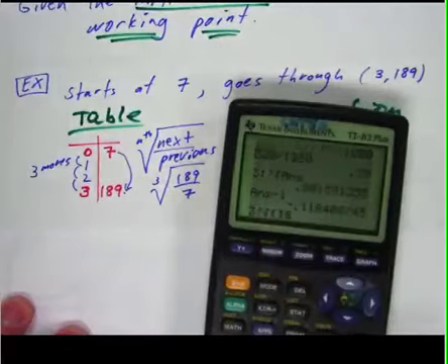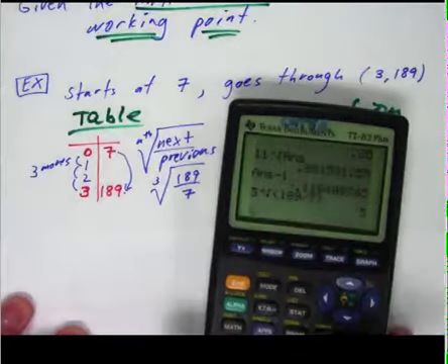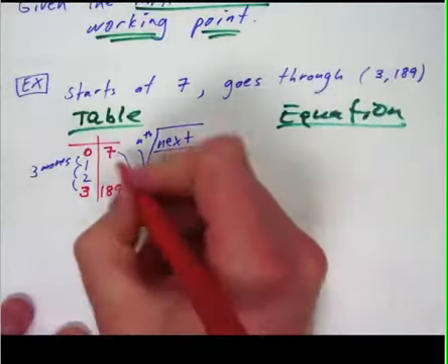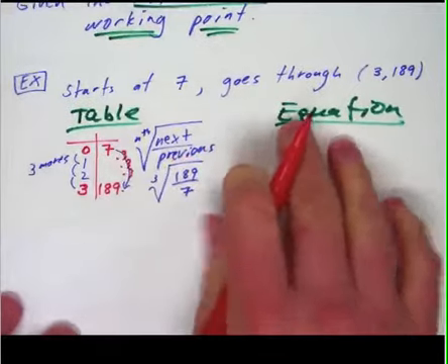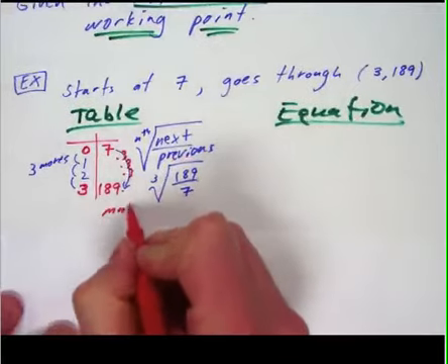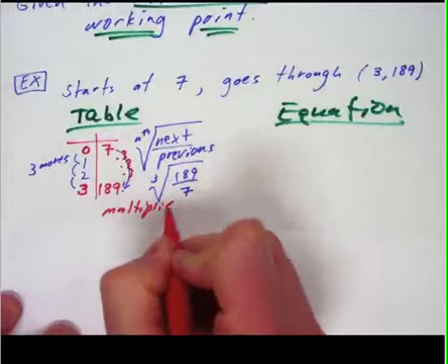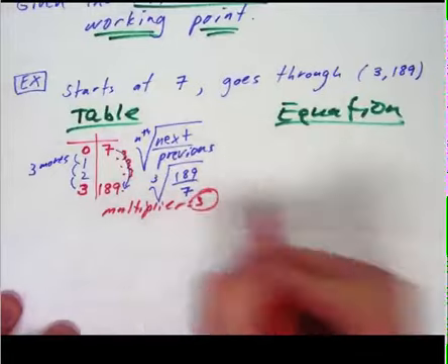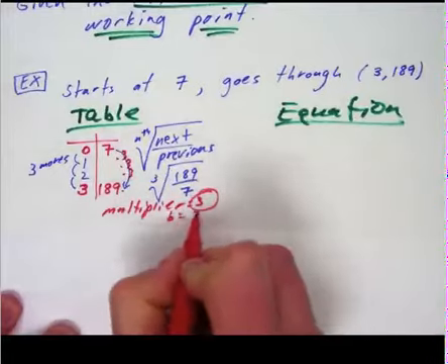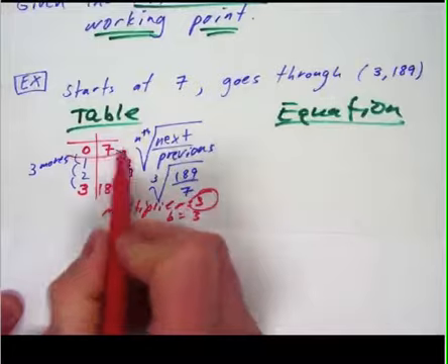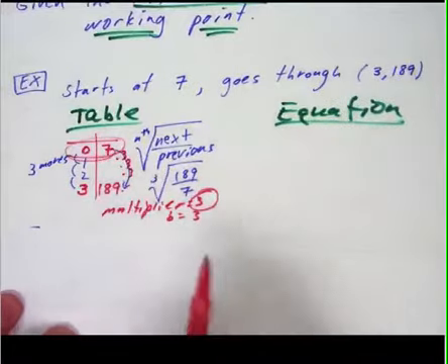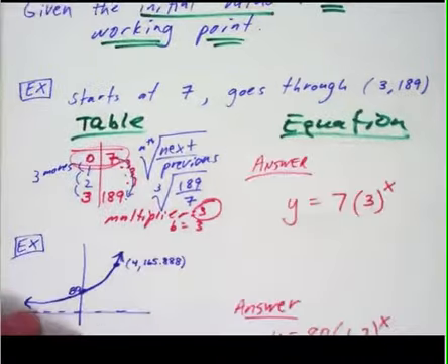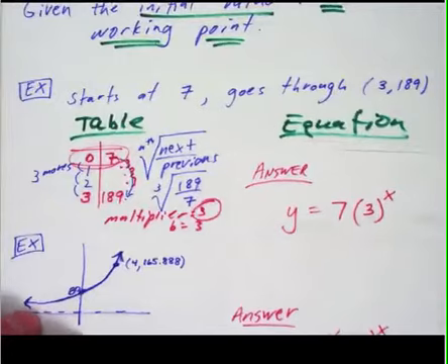I can do (189 divided by 7), and it tells me that is 3. That means each time this is getting 3 times larger: times 3, times 3, times 3. So my b value, or my multiplier, is 3. As soon as I know that b equals 3, what it goes by, then I know this is what it starts at, and you've got it. You've got the equation: y equals 7 times 3 to the x, which is the answer that we had before.